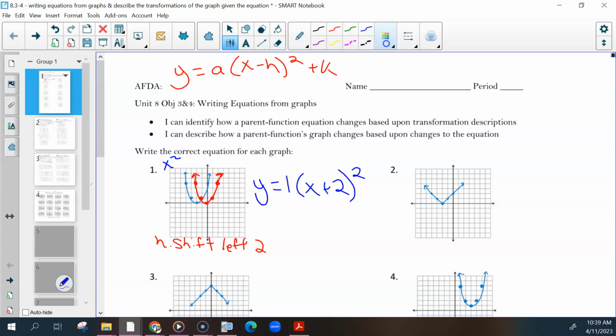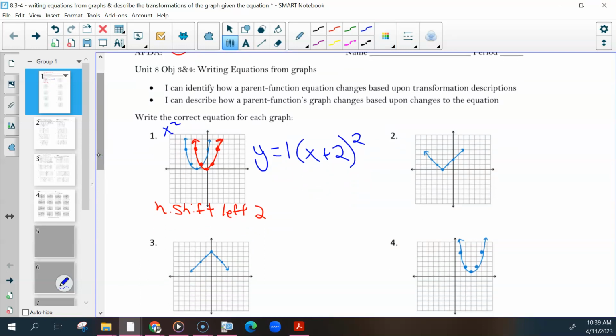One thing I forgot to mention, going back to what we were talking about before: horizontal things are inside, that's why it was inside the parentheses. So just writing out all those little helpful tidbits might help you do these. Other questions on that one?